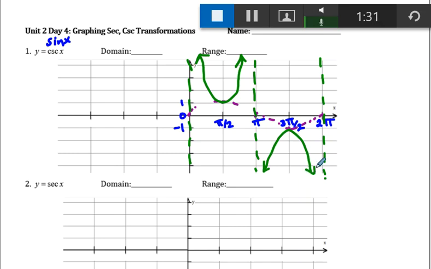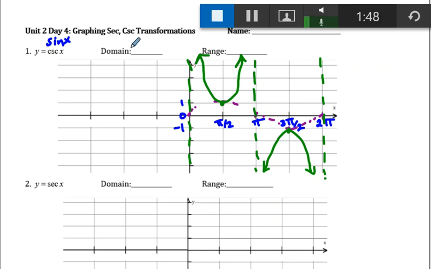Now these branches can't be just floating around anywhere. They need to share the point here at 3 pi over 2 comma negative 1. And they need to share the point here at pi over 2, 1. And this continues forever and ever. So your domain is everything except for the asymptotes.